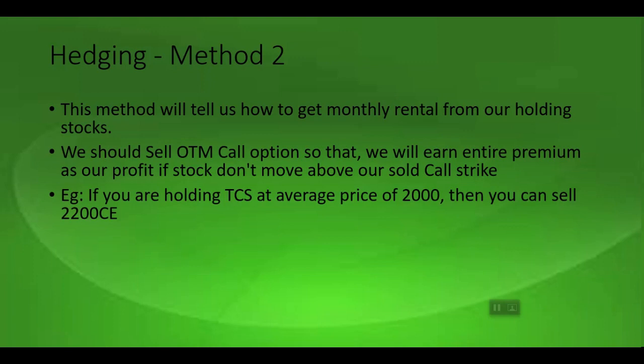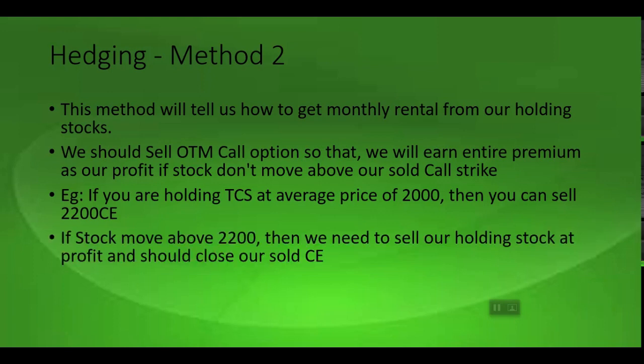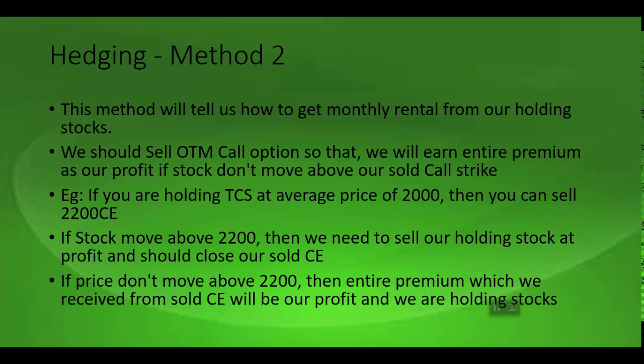For example, if you're holding TCS at an average price of rupees 2000, then you can sell the 2200 call option. If the stock moves above 2200, then we need to sell our holding stocks at 2200 rupees, and we can book the profit. Beyond 2200, whatever loss happens in the call option gets compensated by the profit from our holding stocks. If the price doesn't move above 2200, then we get the entire premium we collected from the 2200 call option as our profit.